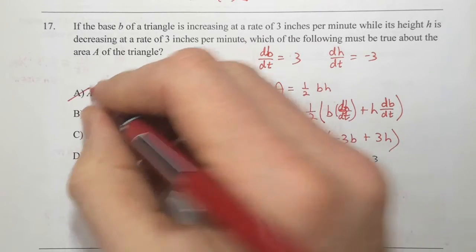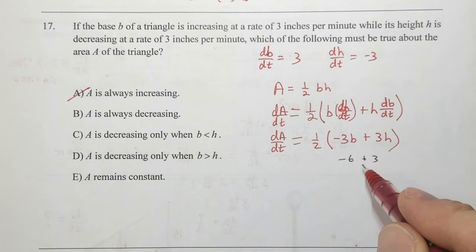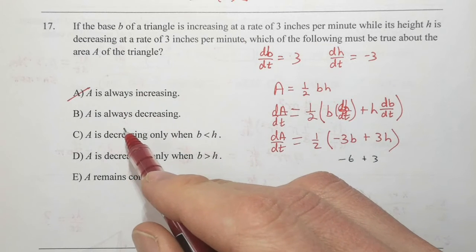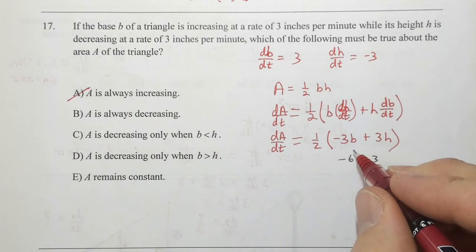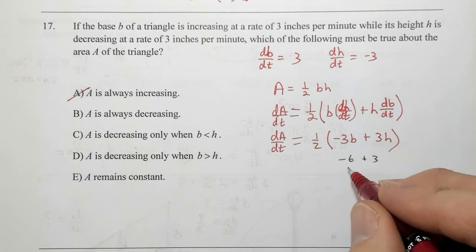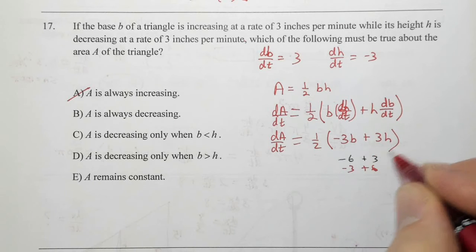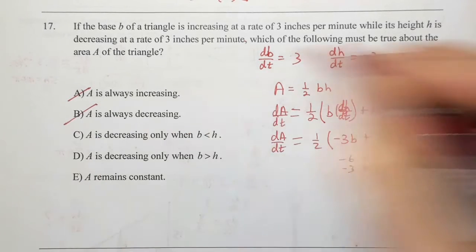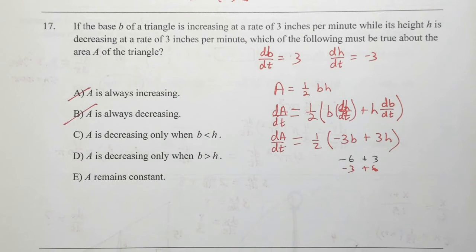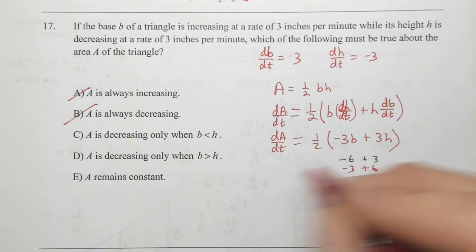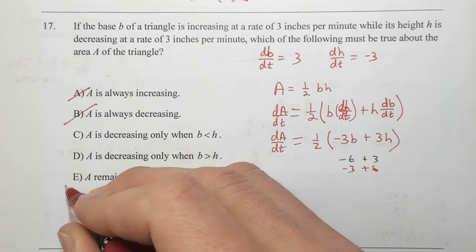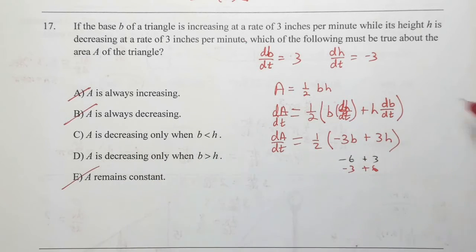So A is out. But since we just found this out, does that mean that the area is always decreasing? Well, what if we flip it? What if the base is 1 and the height is 2? Well, then we're going to have negative 3 plus 6, which is positive. So the area cannot always be decreasing. We also know that the area is not going to remain constant because we just talked about how it changed.